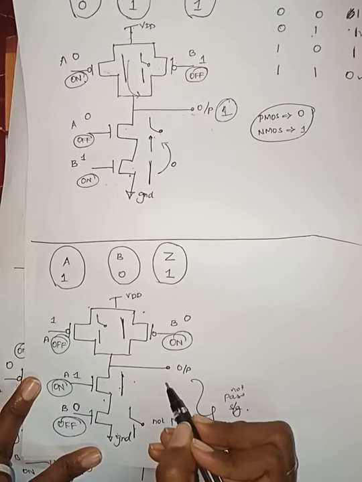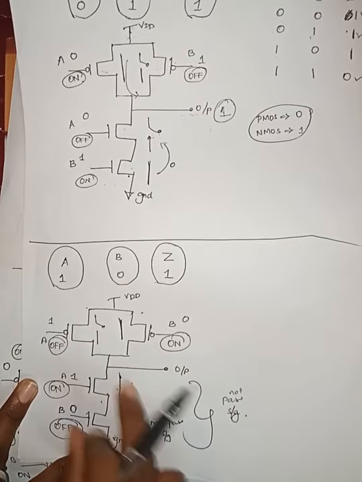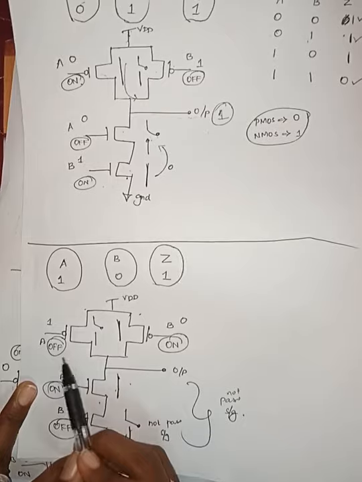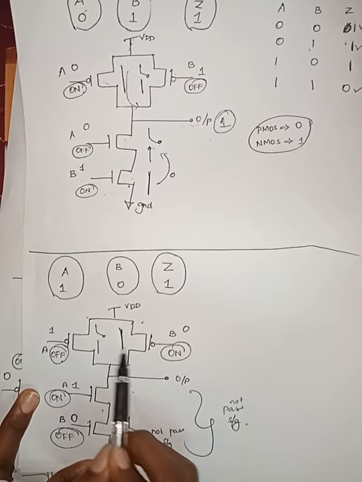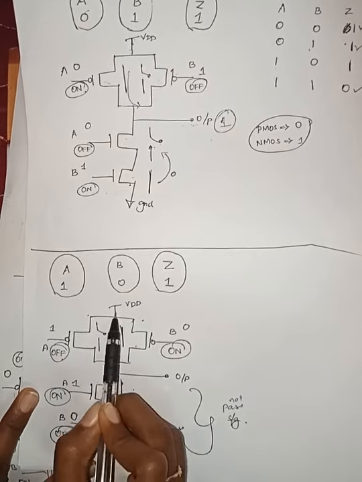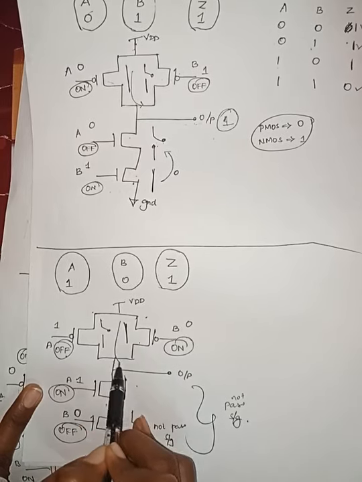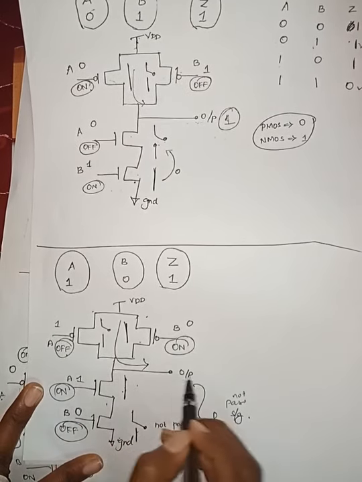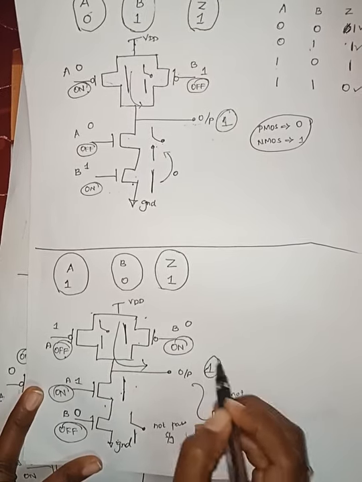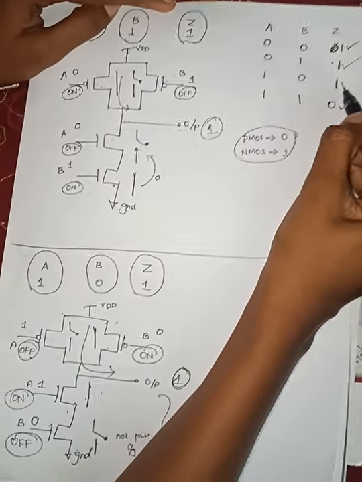We cannot derive any output from the pull-down network. In the pull-up network, this is open circuited and this is short circuited. So VDD will pass through this transistor to the output. So the final output will be 1. So for the 1 0 combination we got output 1.